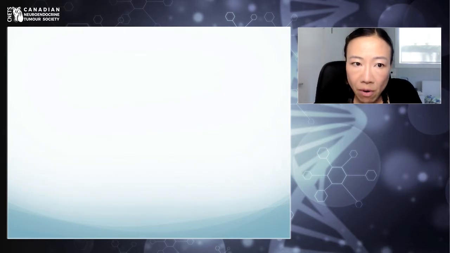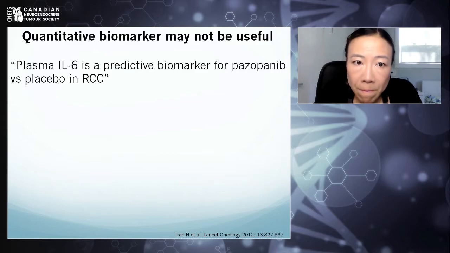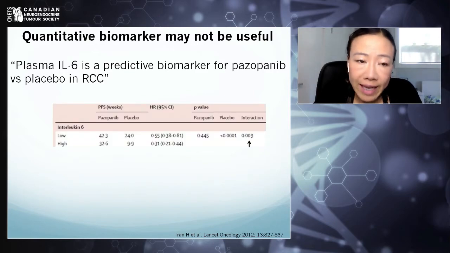And this is an example of a quantitative biomarker. In this study, they showed with proper control that plasma IL-6 is a predictive biomarker for this new targeted treatment, pazopanib, versus the placebo for kidney cancer. When we look at the data, we know that all patients seem to benefit from this targeted treatment versus the placebo, but by different amounts.